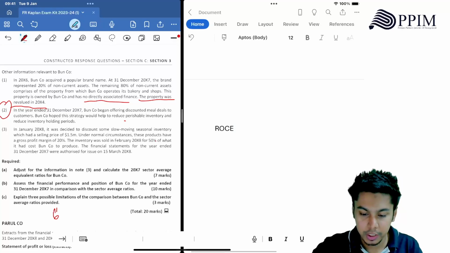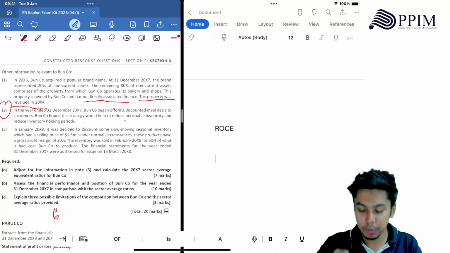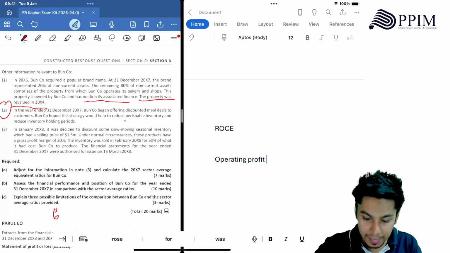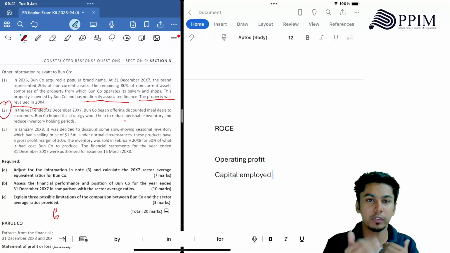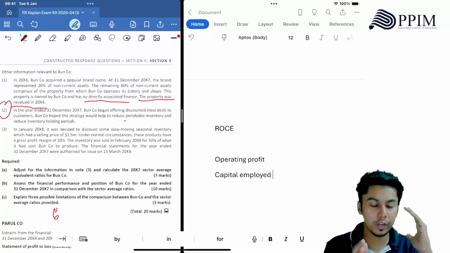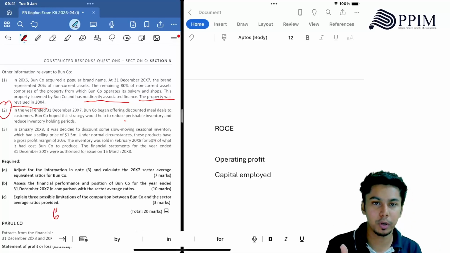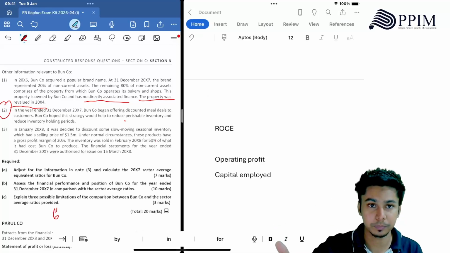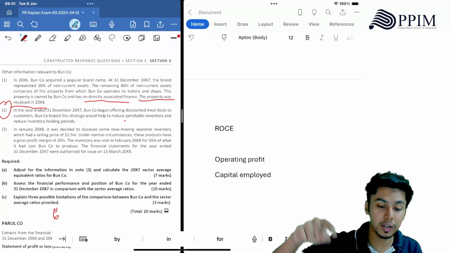Now if it's ROCE, you need to talk about these things. Speak about operating profit. And then guys, you speak about capital employed. Always, when you comment on a ratio, break it down. So for ROCE we normally focus on operating profit and capital employed. Try to talk about that. Tell what happened to those changes for the ROCE for R1 to be high.